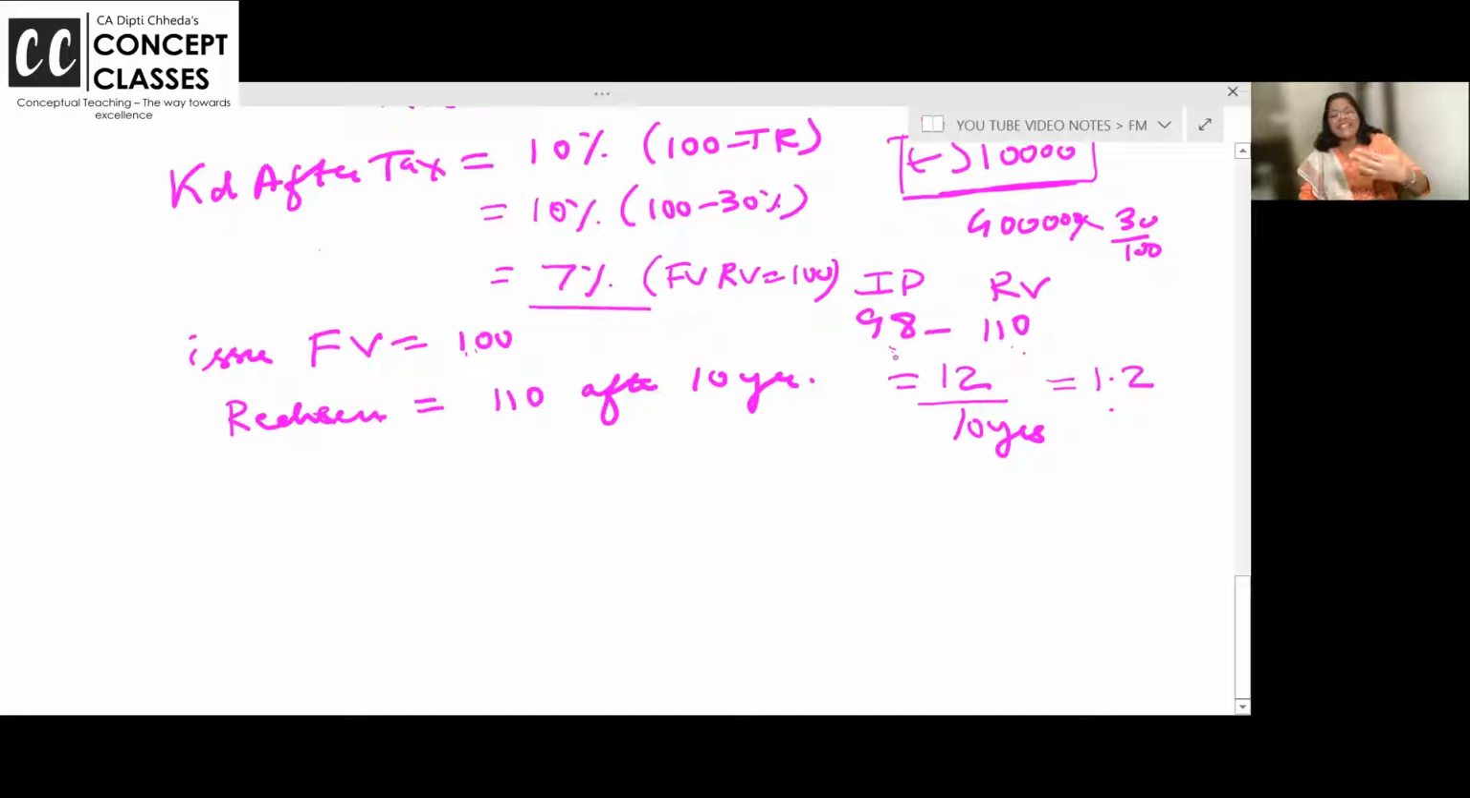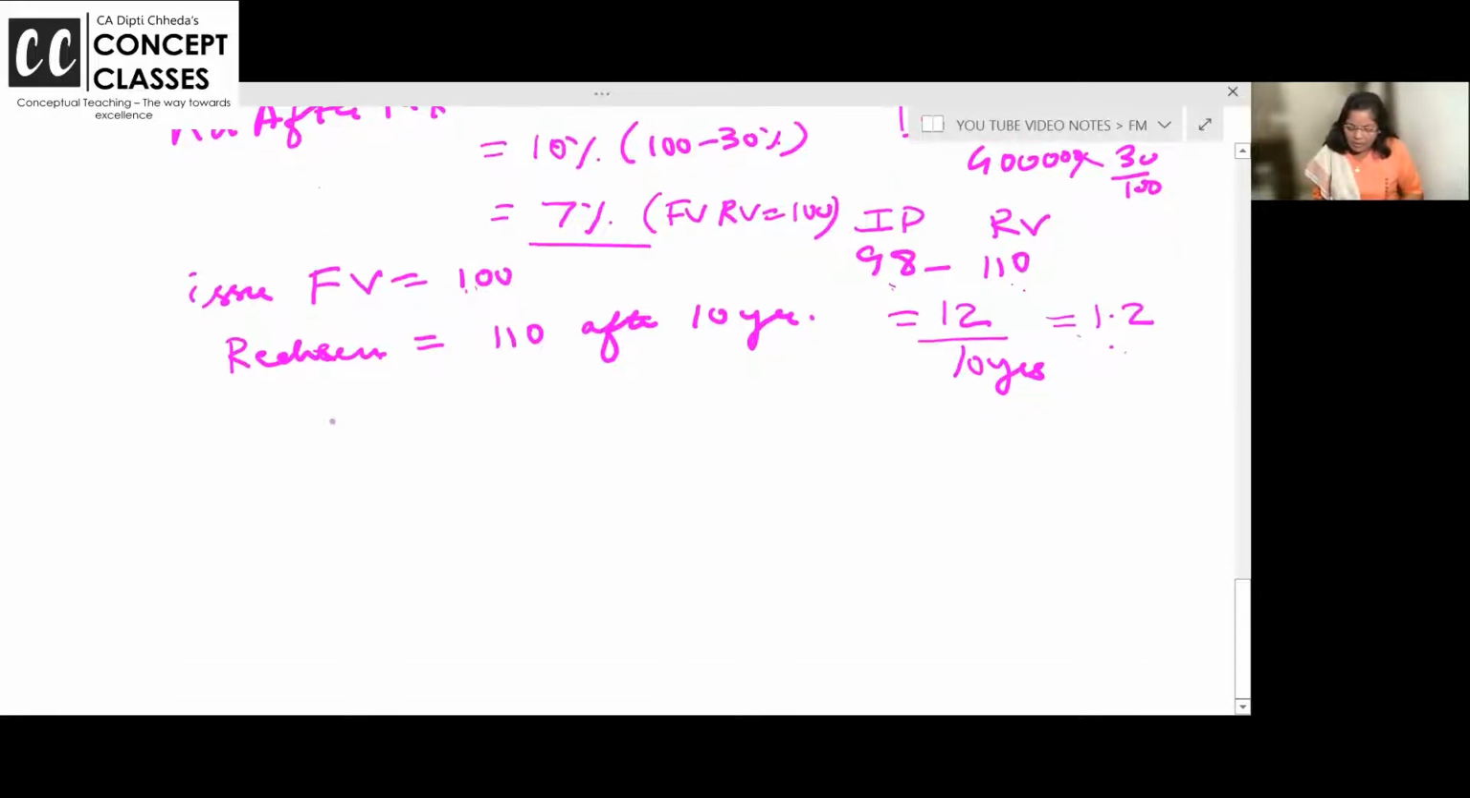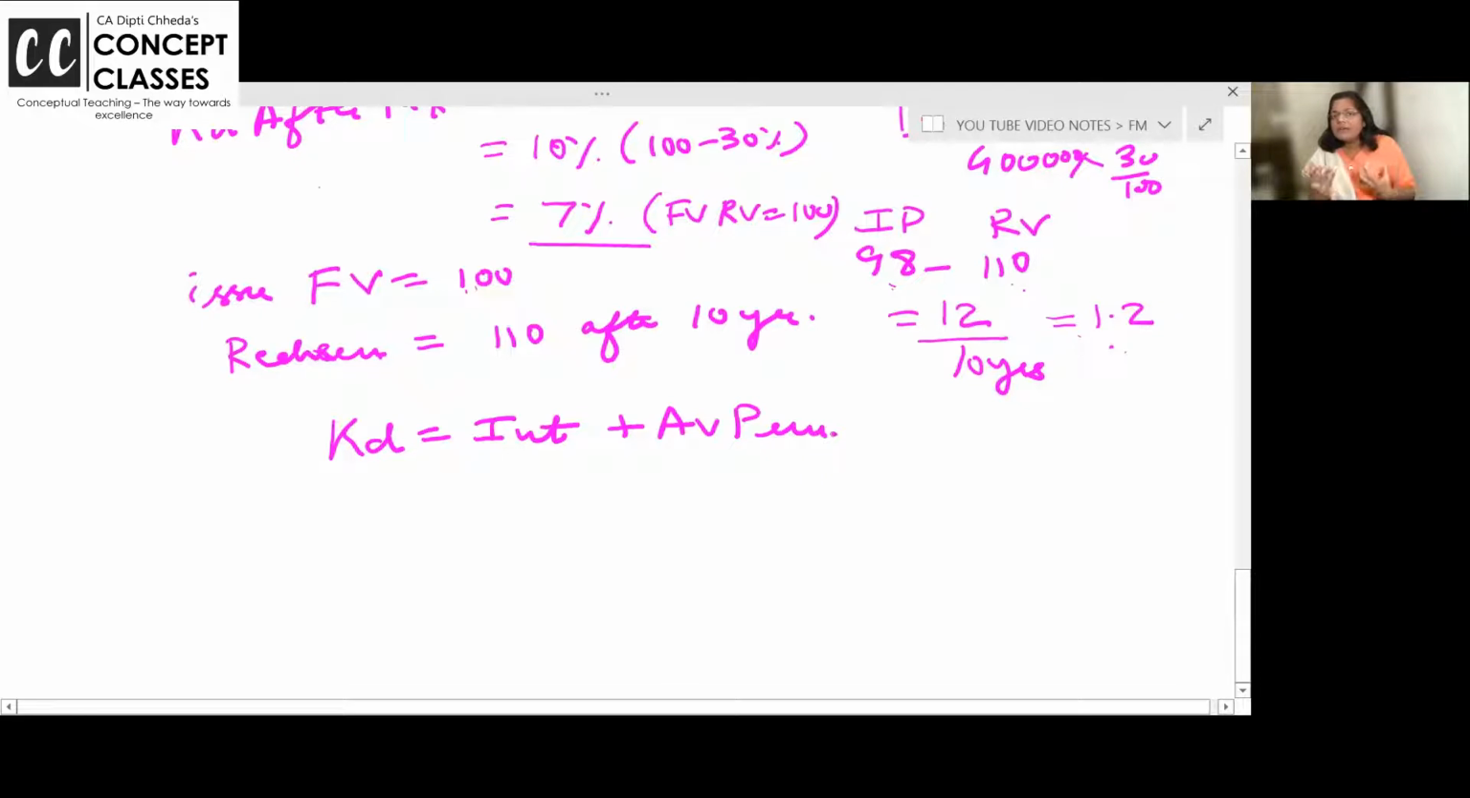All these journal entries you study from foundation: issue at par, redemption at premium, issued at discount, redemption at par and all. So I've issued at 98 and I'm going to repay you 110. 12 rupees is my expense and I have issued for 10 years. Can I put 1.2 as my expense every year? Now what is going to be my cost? KD, interest plus average premium. Now, these are the terms I am introducing.